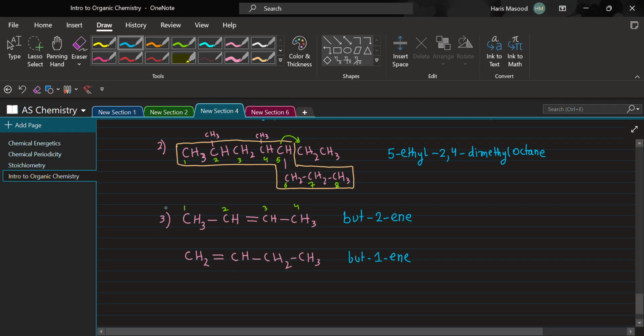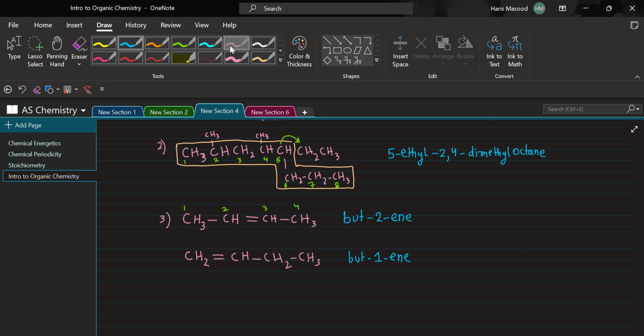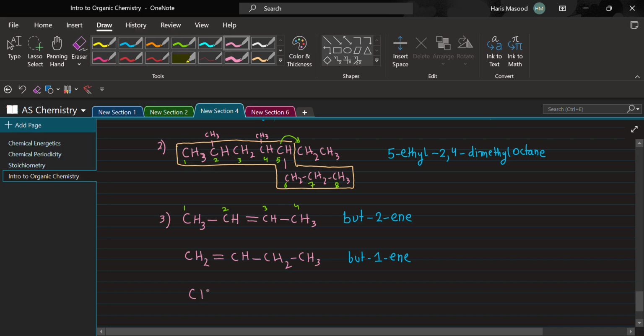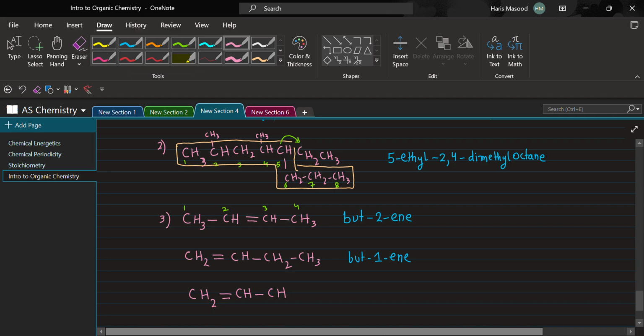I'm drawing a pentene here. CH2, CH, CH, then you have, okay, I think we missed one. CH3, CH. Oh, it's getting confused. Let me redraw it.